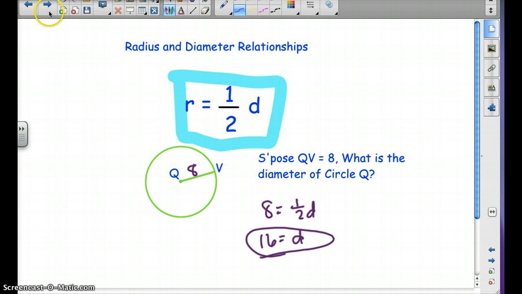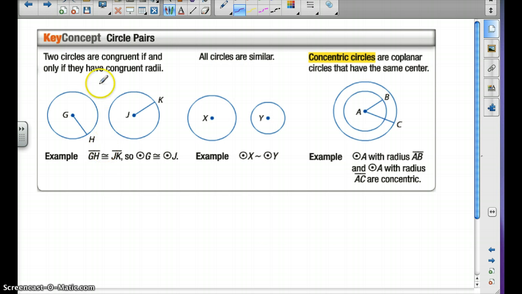Alright, so a few key concepts here. Two circles are congruent if and only if they have congruent radii. All circles are similar, so they're all proportional. Concentric circles, this is in your packet, are coplanar circles that have the same center. And this would be your visual cue if you want to put that in your packet as well, what that looks like. So feel free to write these down in a notebook. This for sure in your packet.